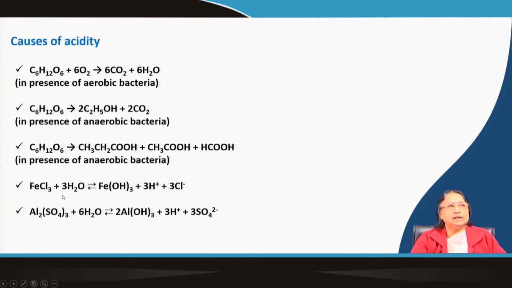And some salts, which we have already learnt about, like ferric chloride or aluminum sulphate, upon hydrolysis can produce acids. Ferric hydroxide is a weak base, which is insoluble, and HCl is completely dissociated, so it gives acidity. Similarly, here H2SO4 is produced, so it gives acidity. So acidity may be of different types, and we have to know what types are present, how much is present, and what the effect is. All those things fall under environmental chemistry.